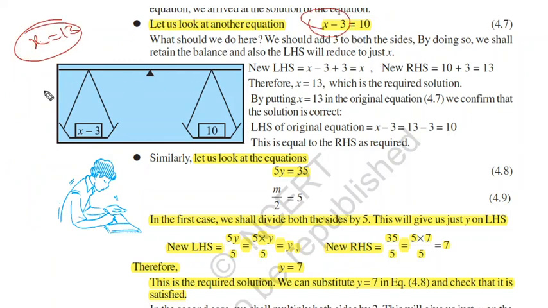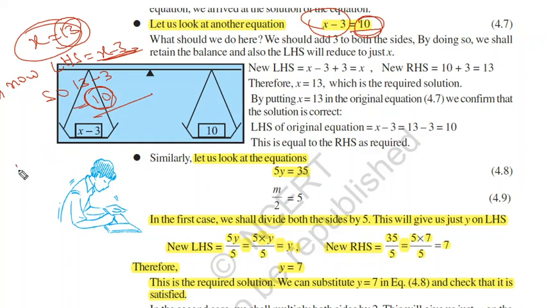Now you take the LHS for checking. Now LHS equal to what? x minus 3. So now you put the value of x in this statement. So 13 minus 3 is equal to 10. Is it equal to RHS? Yes, 10 equal to 10. Therefore, you can write this is equal to RHS. So x is equal to how much? 13 is correct. Okay, so x equal to 13.